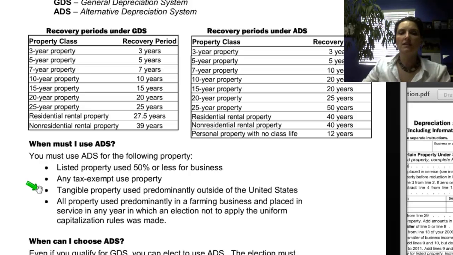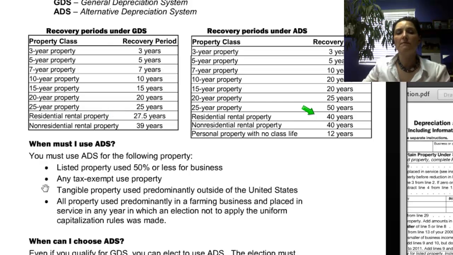Here's the one that I would say is the most common that we're going to be dealing with, and it's not terribly common. But if you have a client who has a rental property, and that rental property is located in a foreign country, say Mexico, got a client who purchased a vacation property in Mexico and rents it out as a vacation unit. Well, that would be a residential rental property. Here in the United States, that property would qualify for 27.5-year depreciation, but because it's in a foreign country, you would have to go 40 years on that property.